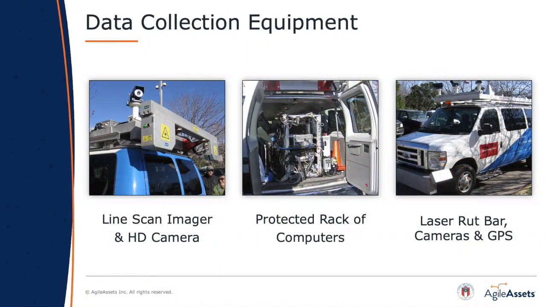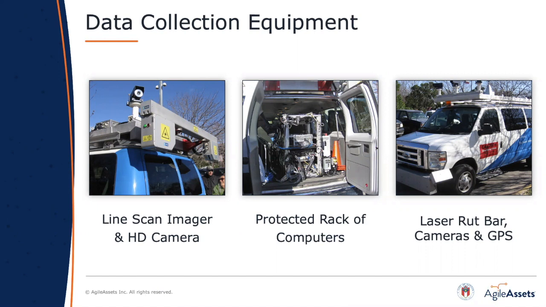Here we see data collection equipment. The first picture is the rear of the van showing high resolution line scan imager and HD camera for right-of-way images. The second picture is the shock mounted rack of computer equipment necessary to digest the vast amount of information streaming in from all of these sensors.